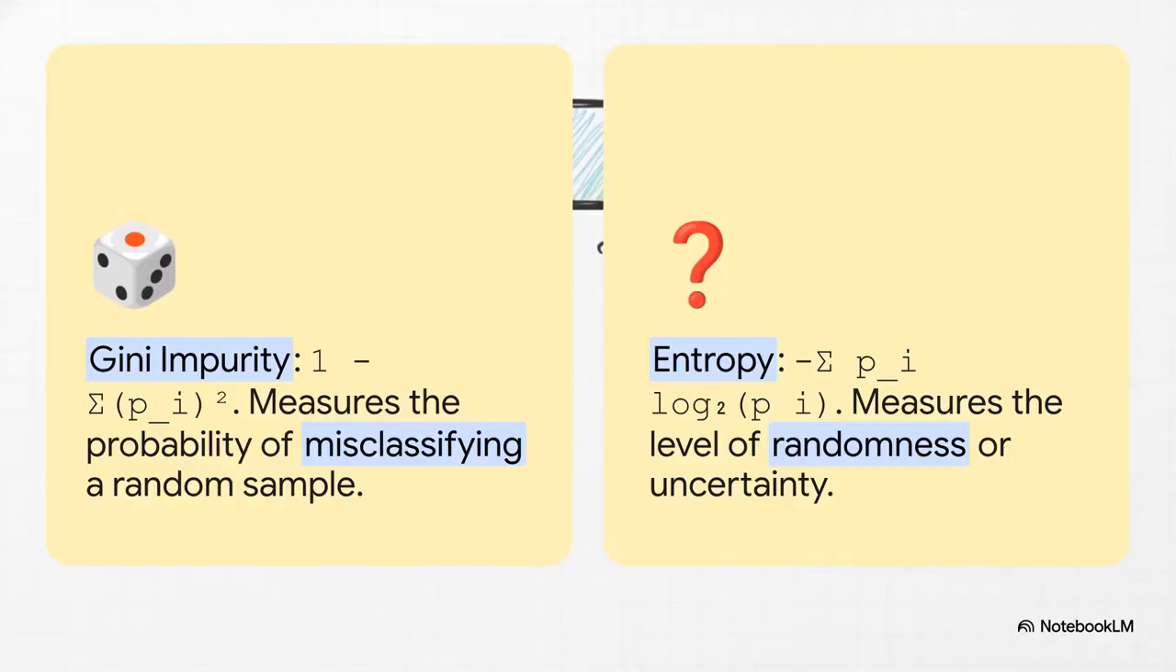But how do we actually put a number on all this messiness? Well, we have two main tools, Gini impurity and entropy. Now don't get bogged down by the formulas. Just think of them as impurity meters. They both do the same basic job. They give a score to a group of data. High score means it's a total mess, and a score of 0 means it's perfectly pure.